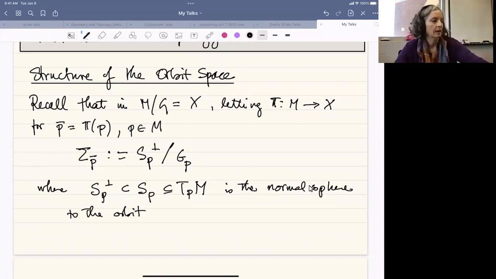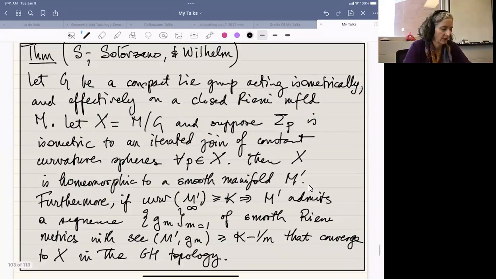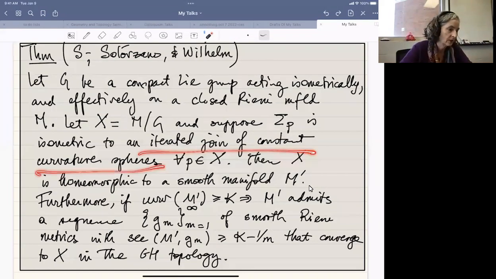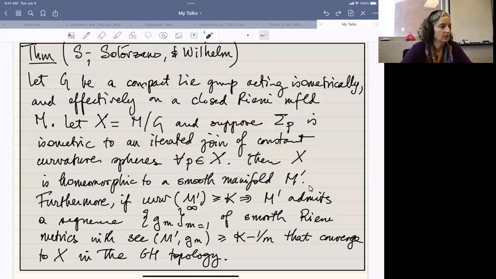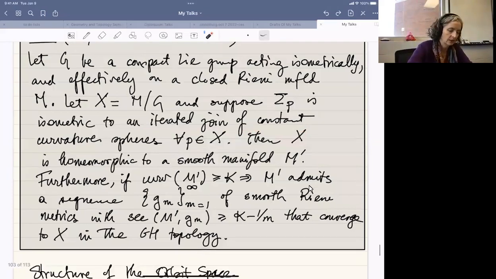Okay, so at this point, as I've said, basically the restriction on the spaces of directions that we have from the theorem. So the theorem is saying they have to be iterated joins of constant curvature spheres. This places actually quite severe restrictions on the isotropy groups of the action.